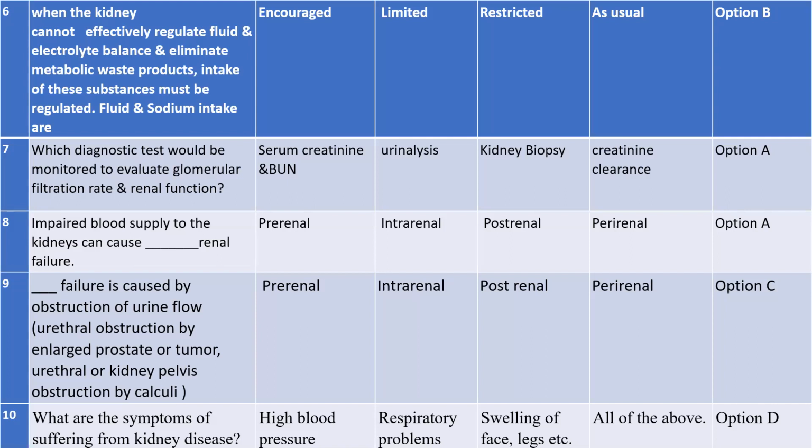तो यहाँ पे क्या होता है? Post-renal failure is caused by obstruction of urine flow. क्या renal failure है जो urine flow obstruction की वजह से होता है? The answer is post renal. Okay, post renal failure is caused by obstruction of urine flow. जब urine flow में obstruction होगा तो क्या होगा? There will be post renal failure. So that is option number C, the correct answer.